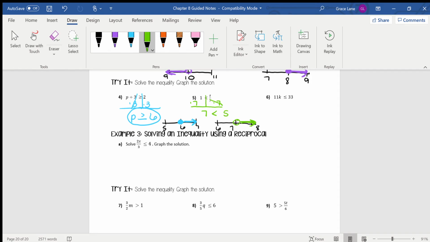And then the last one, 11k, 11 times k. So divide by 11. You are left with k less than or equal to 33 divided by 11 is 3. And then dot colored in because 3 is included and we want less than, so we are going to the left.